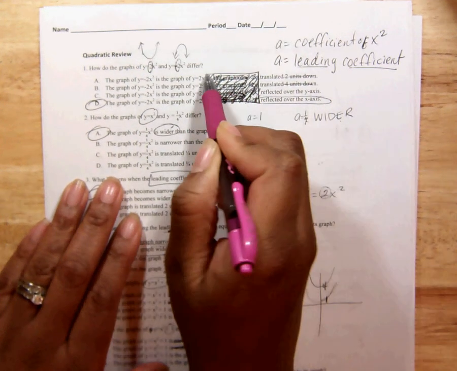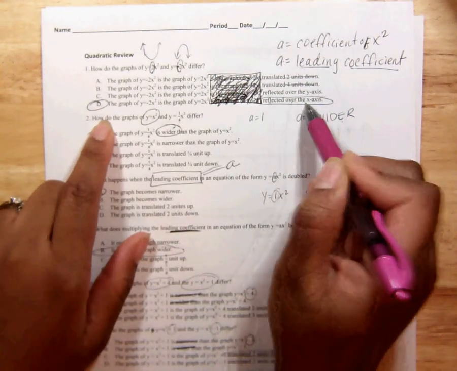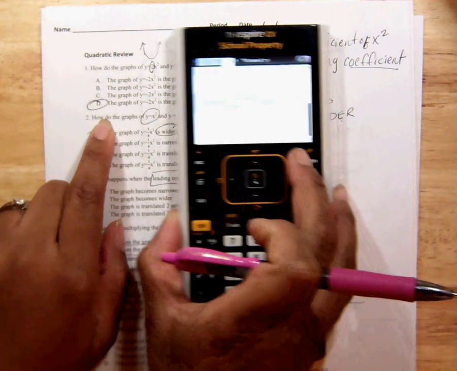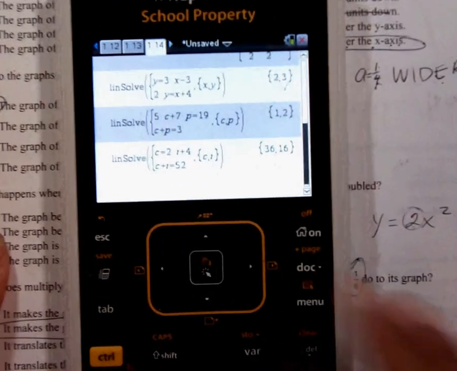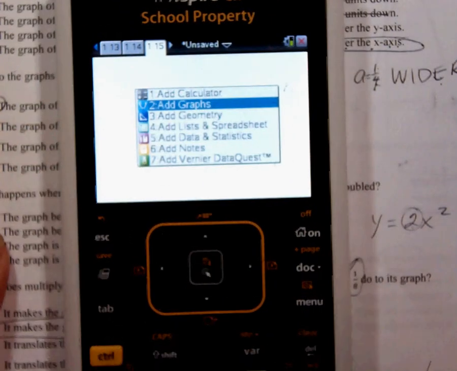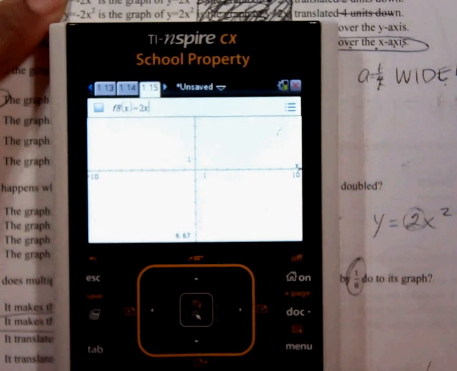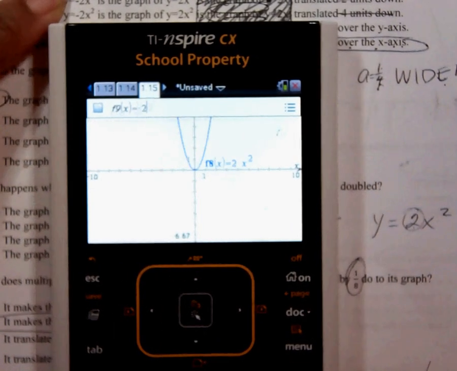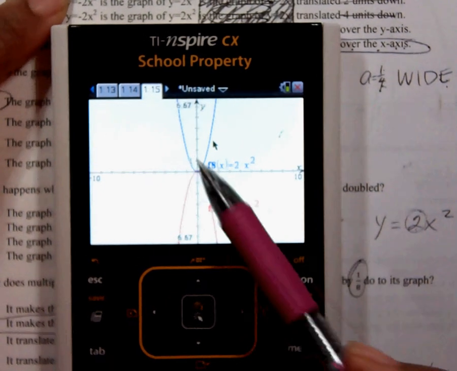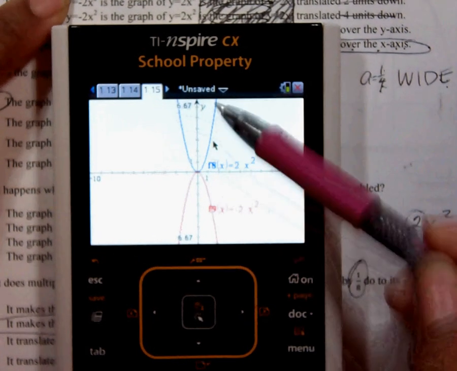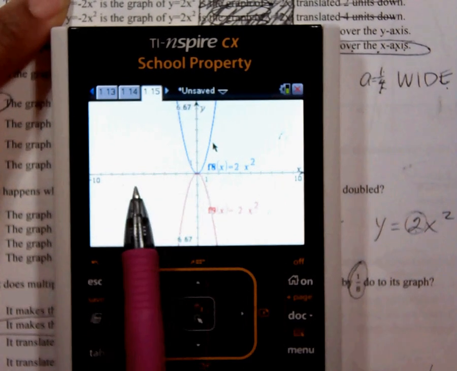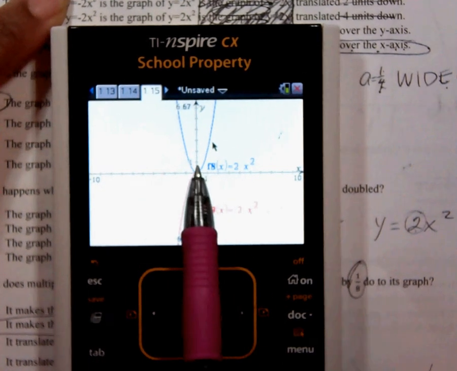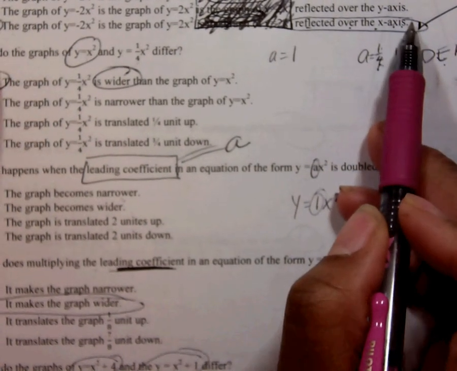Okay? And the answer is reflected over the x-axis, and this is why. If you go to the calculator screen, let me zoom in for a moment. And I'm going to add a graphing screen. I'm going to type in 2x squared and negative 2x squared. When I do that, I see that it is reflected across the x-axis, meaning I can fold the coordinate plane at the x-axis, and the blue one would be on top of the red one. So that's reflected across the x-axis, answer D.